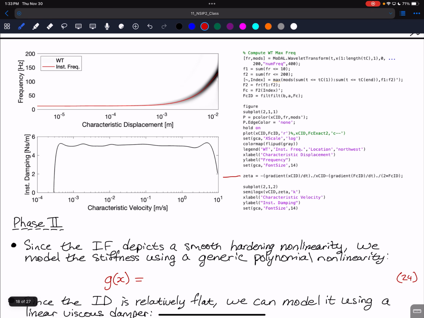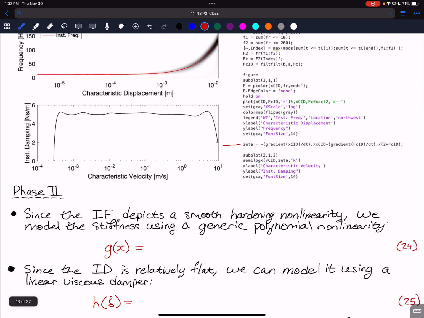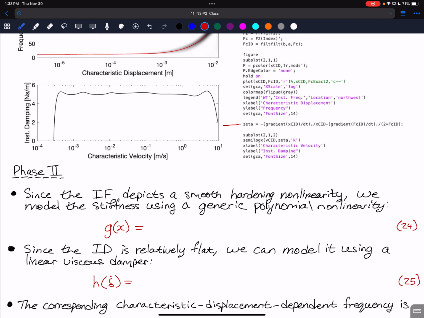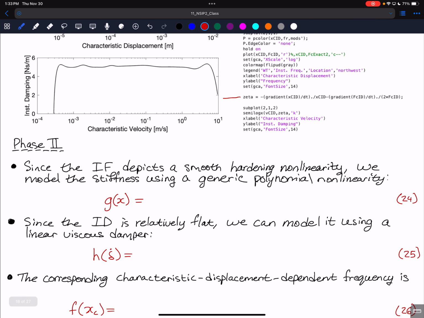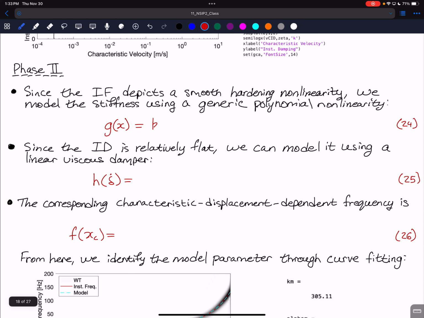Okay, so after phase one, we can switch over to phase two. In this case, we're going to model this as a generic polynomial nonlinearity. We're going to say that we have some linear stiffness k sub m times x plus some nonlinear coefficient alpha sub m times x times the absolute value of x raised to the beta sub m. So again, this is just a generic polynomial where beta does not have to be an integer, which gives us some flexibility in capturing this behavior rather than asserting that it's an integer.